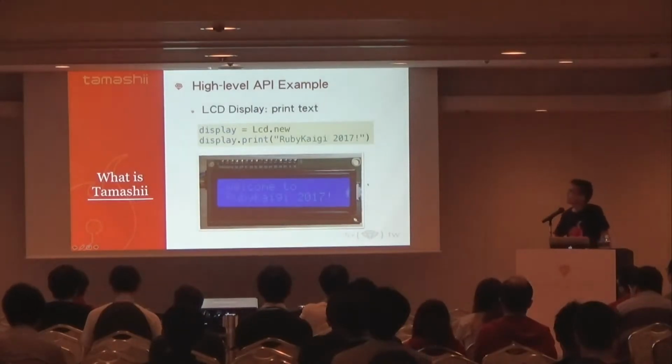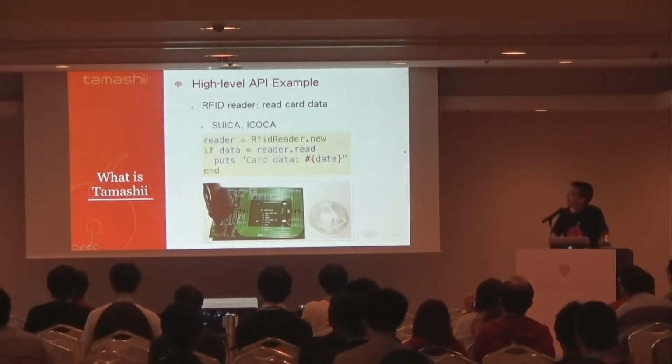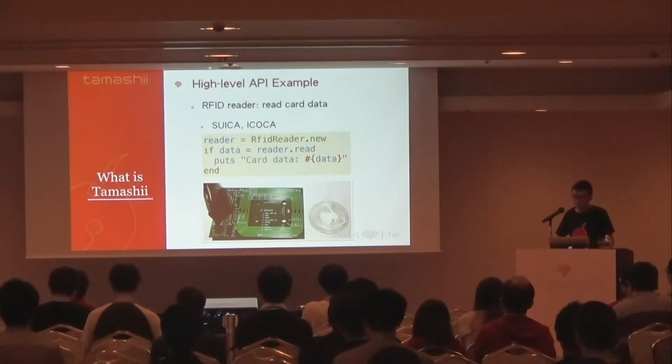The second example is the LCD display. It can print some simple text on its screen. You can see that we just print the messages like you print a message on your Rails console. The next example is the RFID reader. The RFID card is similar to the Suica or Eco card in the Japanese metro. It can read the data from your card and send it to the server.